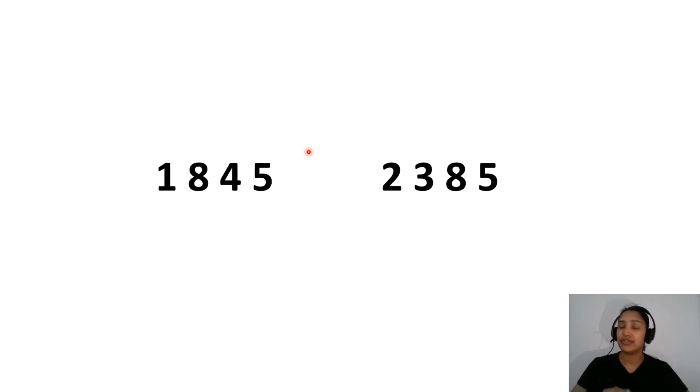That is a question. So that time what we have to do, you should check the first digit. Here the first digit is 1. And what about the second number? What is the first digit? It is 2. So you can compare these two together. 1 and 2 you compare. Which is largest? 2 is the larger one. So we can say 2,385 is the largest number. And 1,845 is less than 2,385. Do you understand? Good.